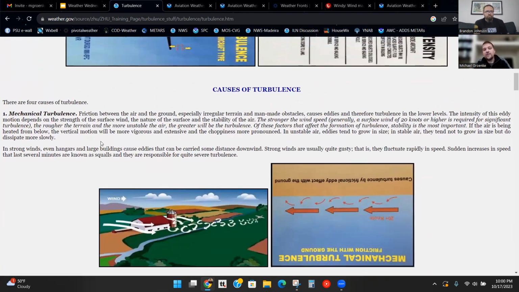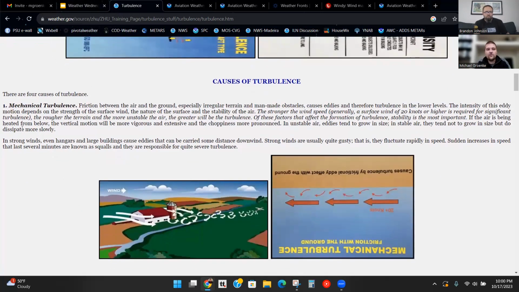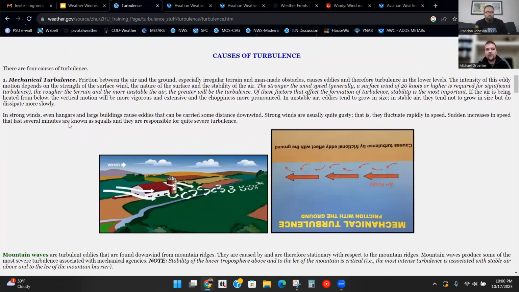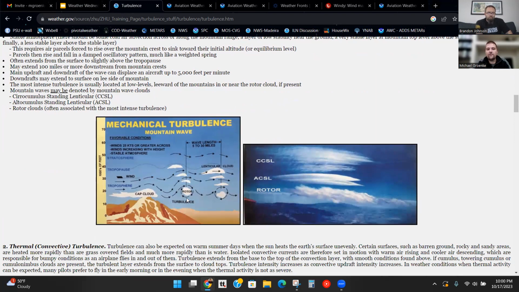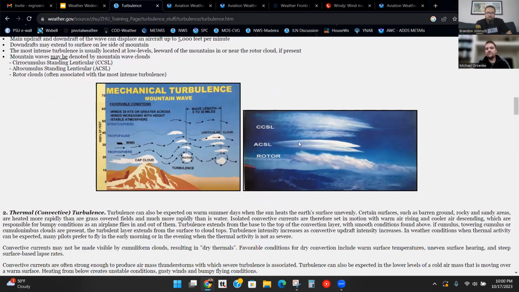So, main causes of turbulence. We went through a couple examples before, but these are all your major ones. Mechanical turbulence is the air actually being disrupted by something physically. The main thing of this would be mountain wave turbulence. You may have heard of seeing a cap cloud or a standing lenticular cloud over a mountain. You can see it on this little picture here, this almost saucer-looking cloud.